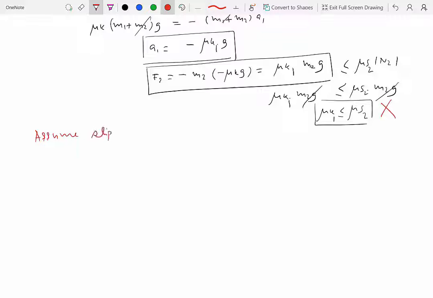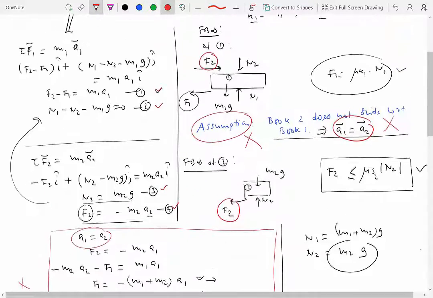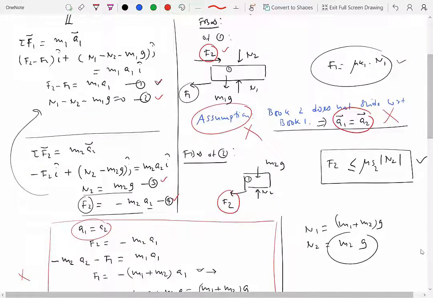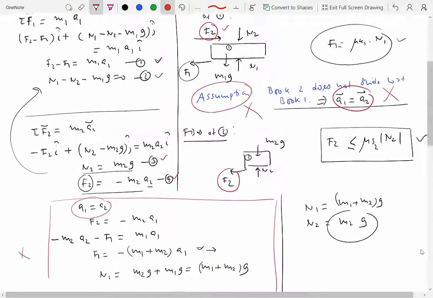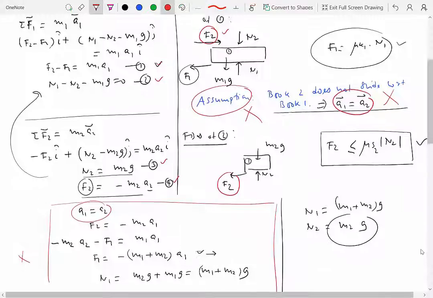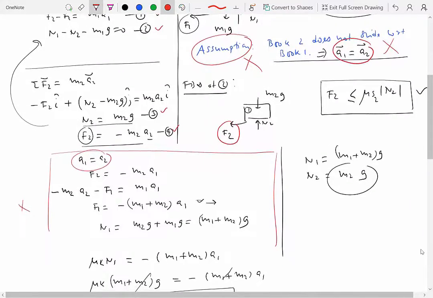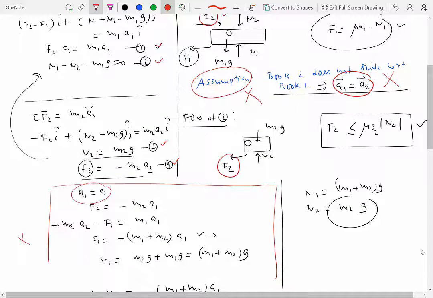Slip between 1 and 2. So now A1 is not equal to A2, okay? But F1 is now equal to mu K1 times N1, and F2 is equal to mu K2 times N2. That's the basic difference that we get now, right? Because now we know what F2 is. And with these known, you solve for A1 and A2 and other quantities from the 1, 2, 3, 4 equations.